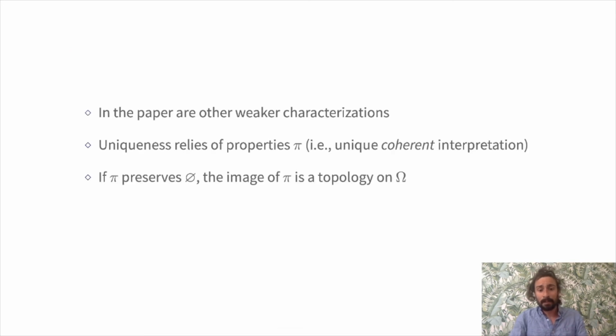Right? In the paper, I consider other weaker characterizations, all which use this same structural mapping from an event to everything that implies that event. And you can show that there's certain things that are inherited by that mapping. So you weaken conditions on the subjective implication, and you weaken conditions on the interpretation map. It's worth pointing out that uniqueness relies on the properties of pi, so there may be other non-coherent interpretations that rationalize the same behavior or rationalize the same implication beliefs. And just a curious aside, if pi also preserves the empty set, then the image of pi is a topology on the state space. So this is, as far as I know, a novel axiomatization of the topological axioms.